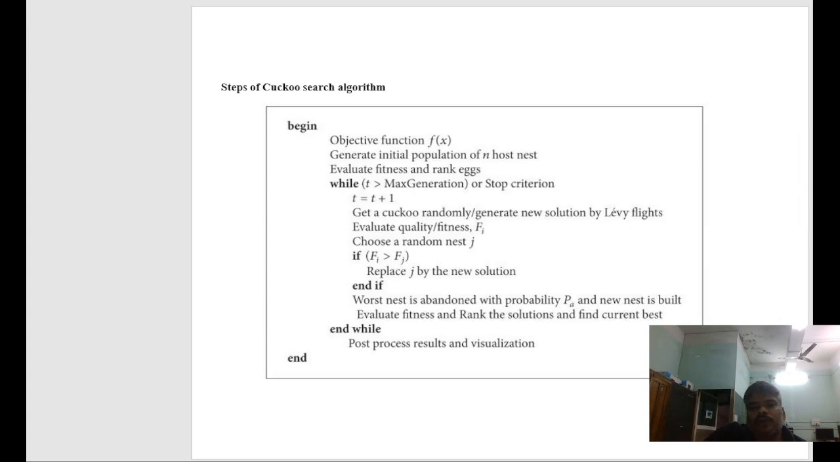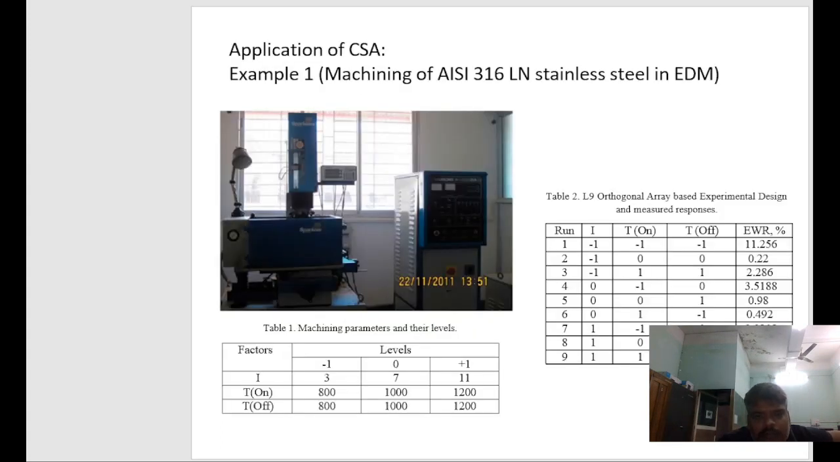Steps of the cuckoo search algorithm: objective function; begin; generate initial population of n host nests, evaluate fitness and rank eggs. While t is less than max generation or the stop criterion is not met, t equals t plus 1. Get a cuckoo randomly, generate a new solution by Levy flight, evaluate fitness, choose a random nest j and replace it with the new solution. A fraction Pa of the worst nests is abandoned and new nests are built. Evaluate fitness, rank the solutions and find the current best. Post process results and visualization.